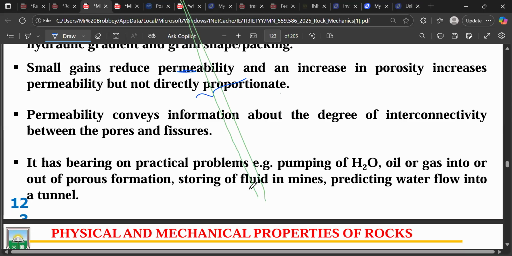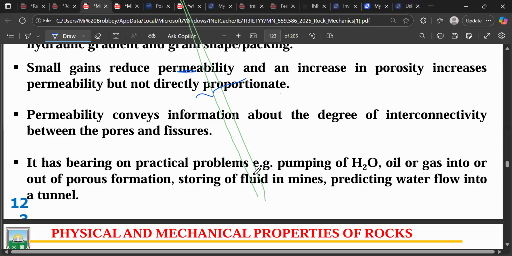So permeability conveys information about the degree of interconnectivity between pores and fissures. Pores, we know, are holes, and fissures are cracks that do not have offsets. That is a geological definition. They have cracks all over, and when they interconnect, they give the rock the ability to let water or fluid pass through, making them highly permeable.